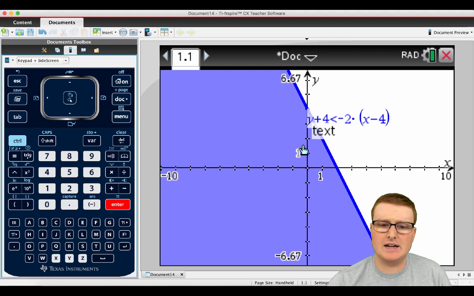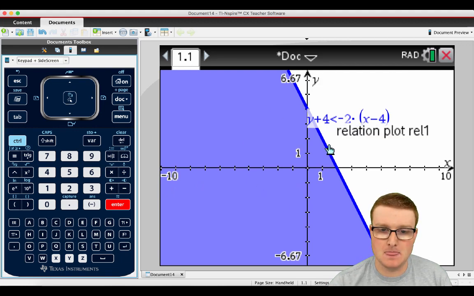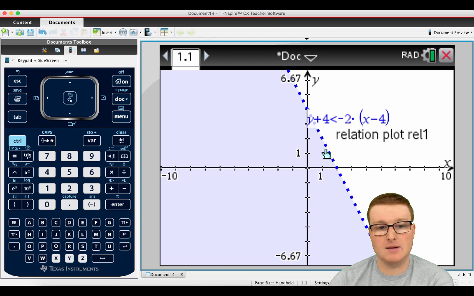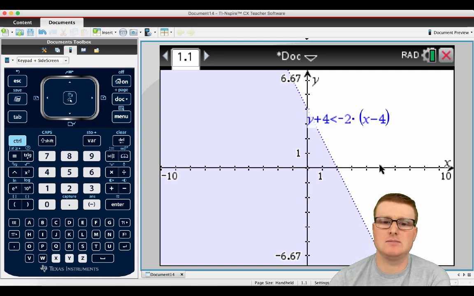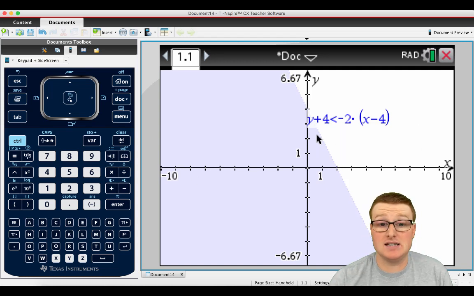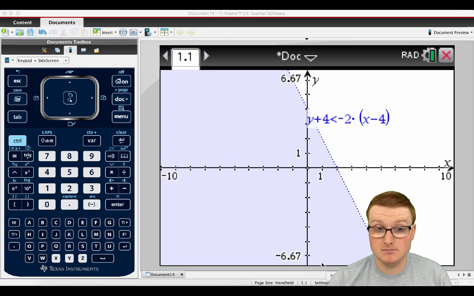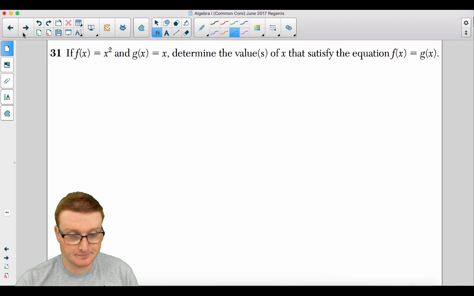It looks solid, but actually if you hover over the line, notice how it turns dotted. The shading's still there, but notice how it turns dotted. You just need to double check that. But that's it. It's a dotted line passing through all of our conditions that we said, and it's shading downward. Cool. All right, number 31.